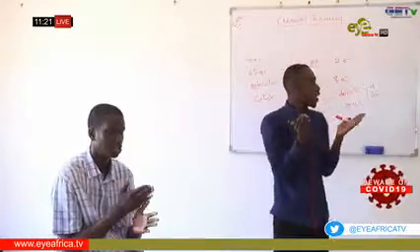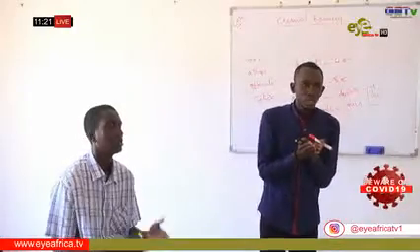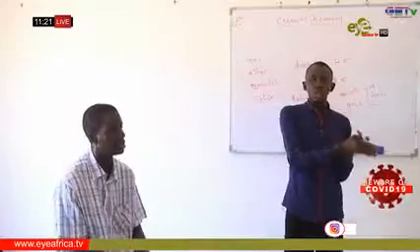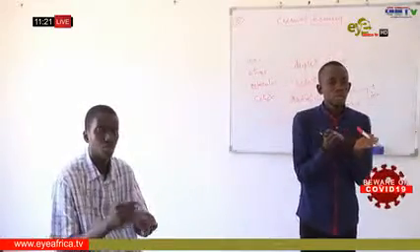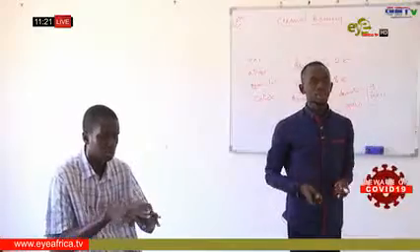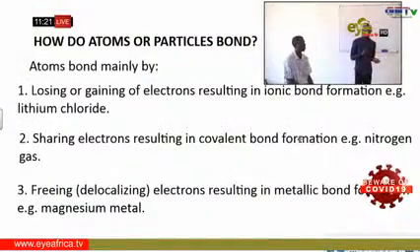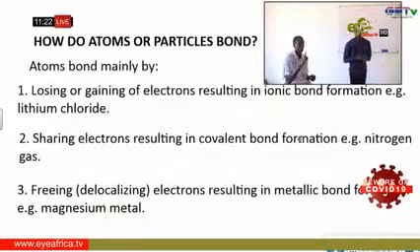By sharing. And now when sharing, they will bring an equal number of electrons. If non-metal X brings 2 electrons, non-metal Y also will bring 2 electrons, so that they will all attain stability. Other atoms also bond by freeing or delocalizing electrons, resulting in metallic bond formation.